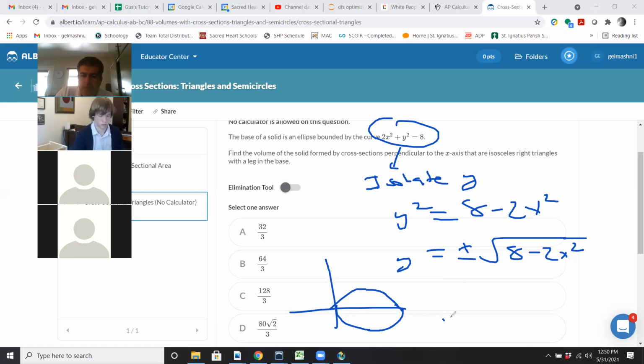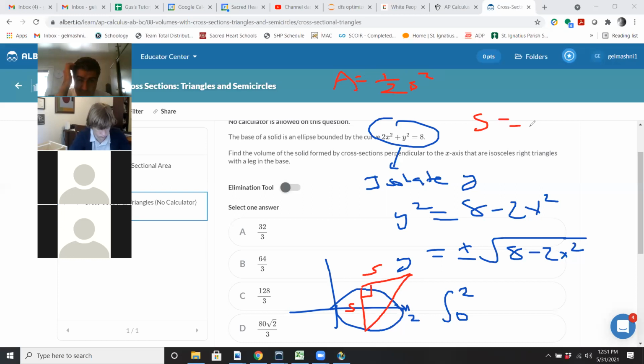Hopefully you could see that your integration from 0 to 2. That's when enclosure happens. The cross sections are isosceles triangles with a leg in the base. So it's kind of like that. That's a side, that's a side. The area of a triangle, you should know, is 1/2 times base times height, or 1/2 s squared. Gotta get s in terms of x.